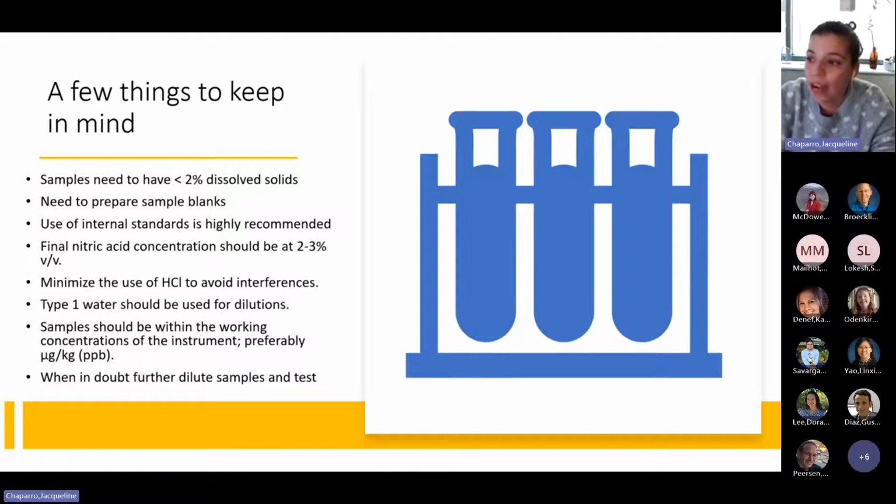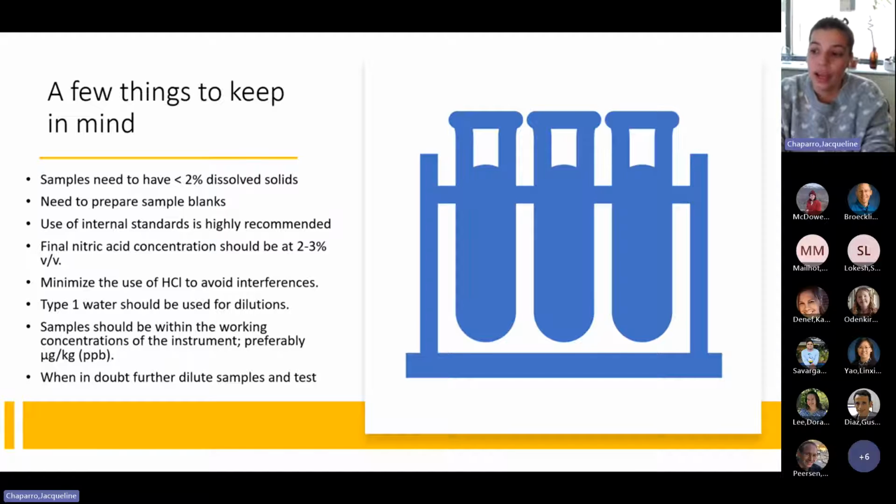A few things to keep in mind with respect to sample prep: samples need to have less than 2% dissolved solids. It is recommended to prepare sample blanks with all the batches that you're doing. I didn't really talk about this, but use of internal standards is highly recommended. We want final nitric acid concentrations to be 2 to 3% volume by volume. We want to minimize the use of hydrochloric acid to avoid interferences.